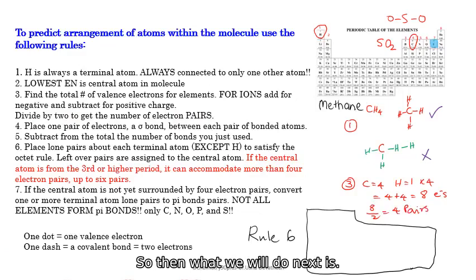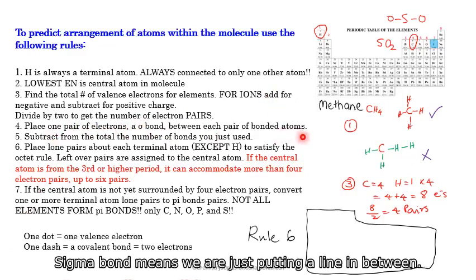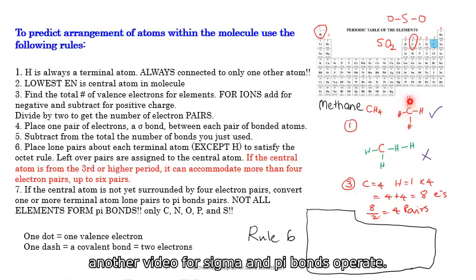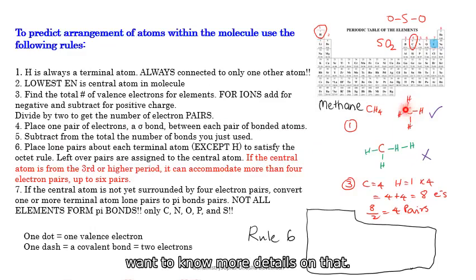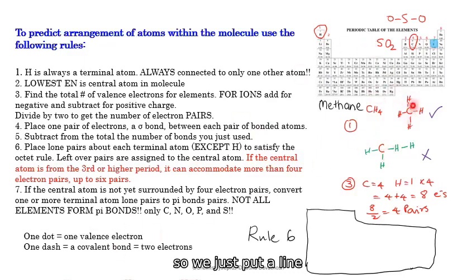Then what we will do next is place one pair of electrons, which is a sigma bond, between each pair of bonded atoms. Sigma bond means we just put a line; the first line we put is the sigma bond. I have made another video for sigma and pi bonds separately. Please watch that one if you want more details. For drawing the Lewis dot structure, we just put a line here, that first line is a sigma bond. So we are connecting carbon and hydrogen through a single bond.